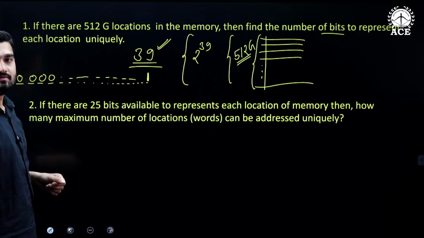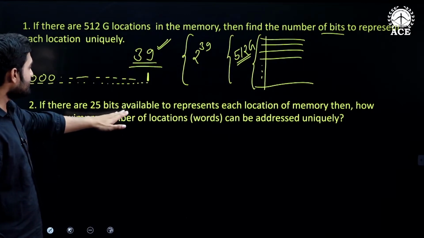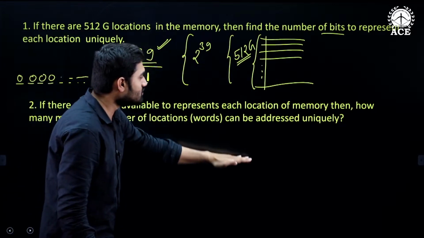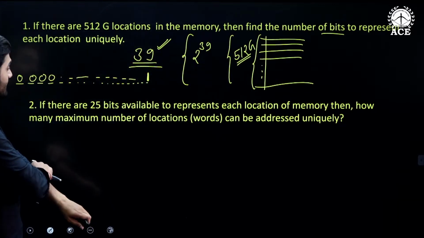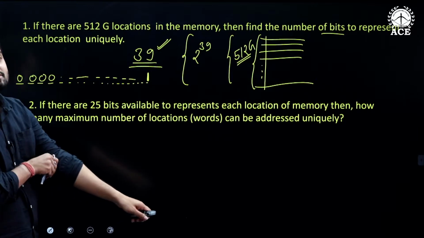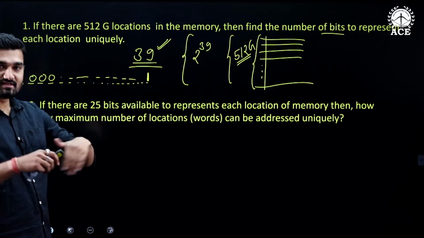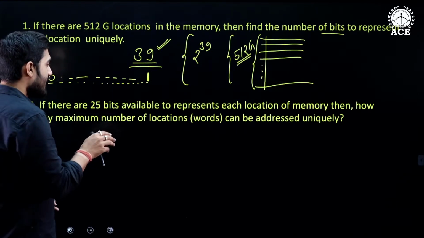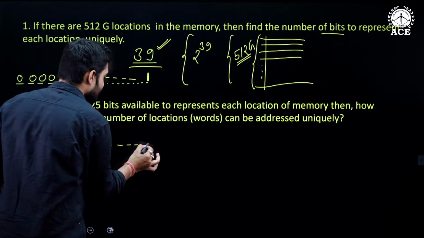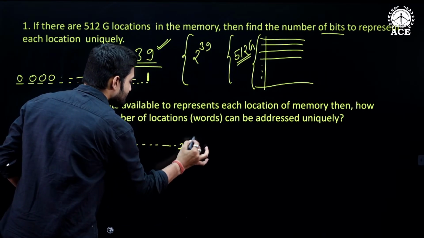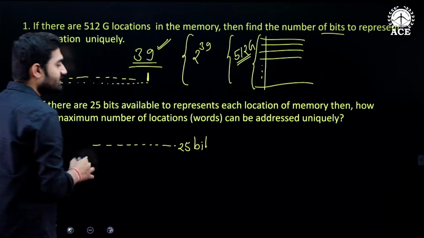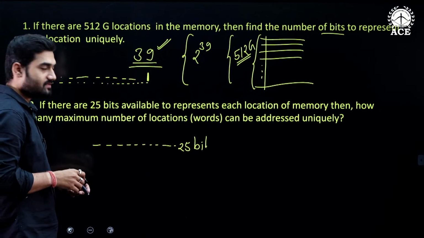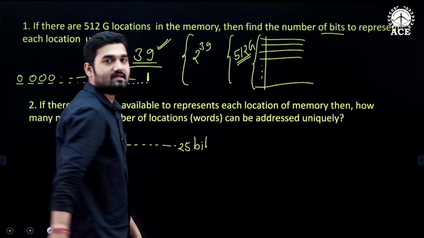Let us look at the second question. If there are 25 bits available to represent each location of a memory, then what is the maximum number of location words that can be addressed uniquely? Now the question has been reversed. They are asking how many bits I have. I have 25 bits. From these 25 bits, how many locations can the CPU access?